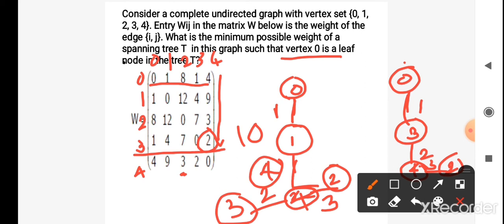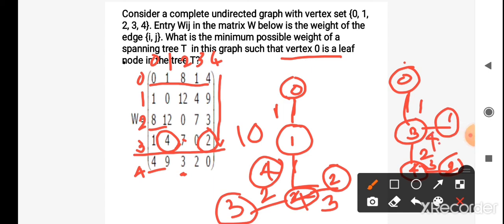Then 1. Here 3 to 2 to 1 is 8. 4 to 1 is 4, which is minimum. 3 to 1 is 4. So 4 is the minimum length. So either we can add here 4 to 1 or 3 to 1. 3 to 1 is 4.